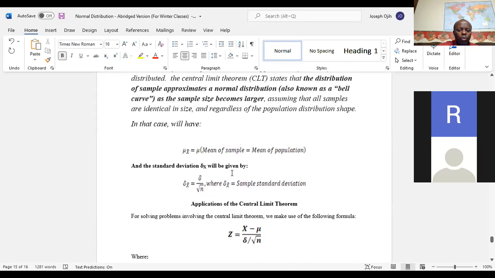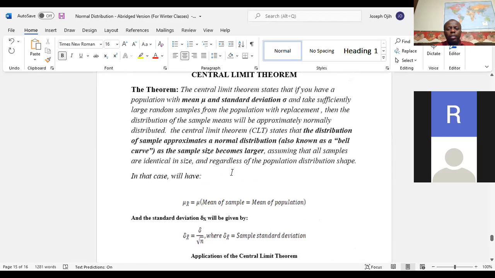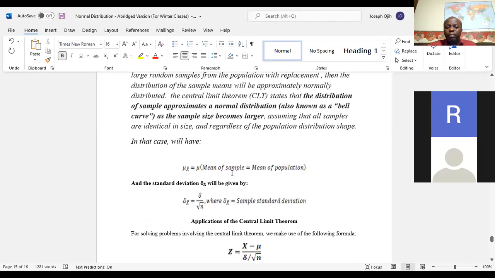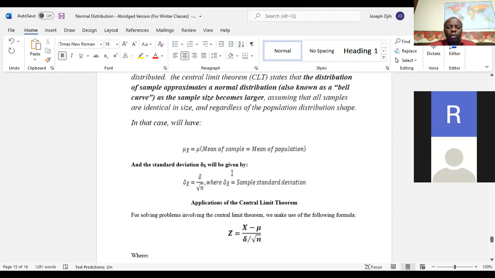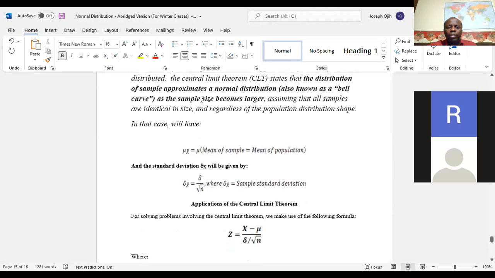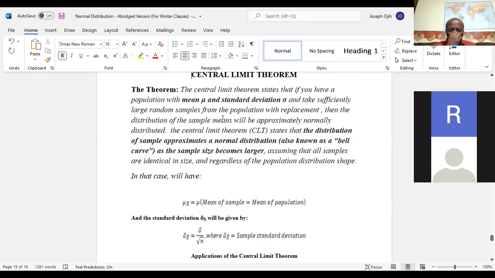So we can apply this in solving a normal probability equation. That is, they give us the sample size, and then you can apply it. In other words, as the sample size becomes larger, assuming all samples are identical in size, and if the samples are taken from a population that is random, then the distribution of the sample mean will approximately become normally distributed, approaching normality.